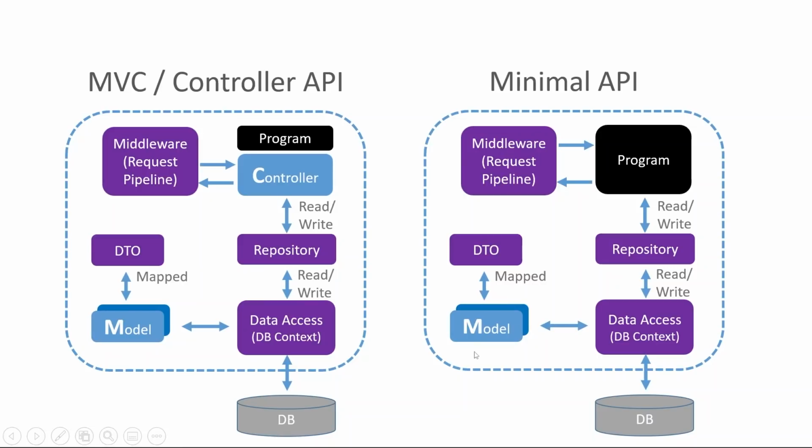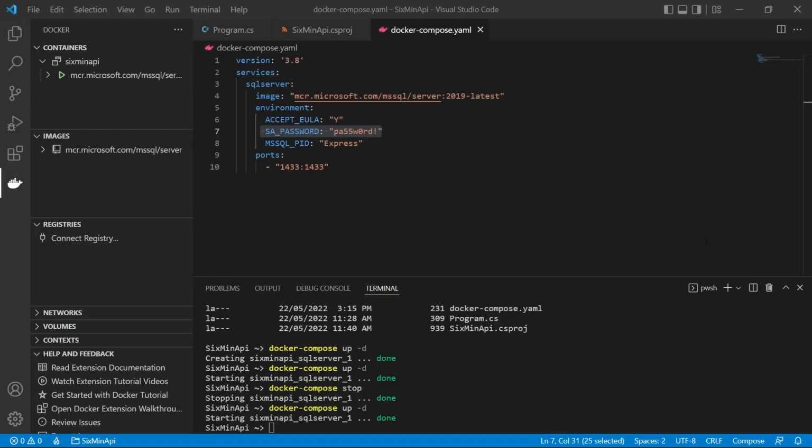Fantastic. And again, just a point to note, if you were doing an MVC-based API, you would be doing exactly the same thing. You'd be creating models as well. So there's really no difference between the two approaches here.